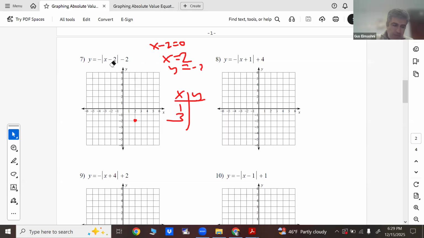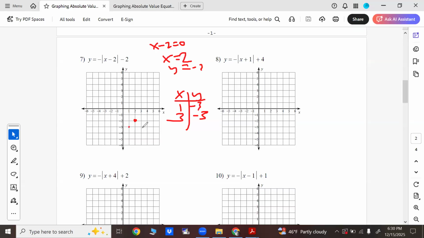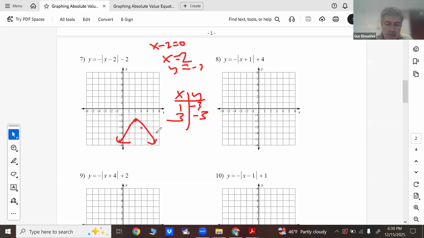Okay, now let's plug in 1. What do you get? -3. Good. Excellent. So I expect the same thing by plugging in 3. Good, there you go. Okay, awesome.